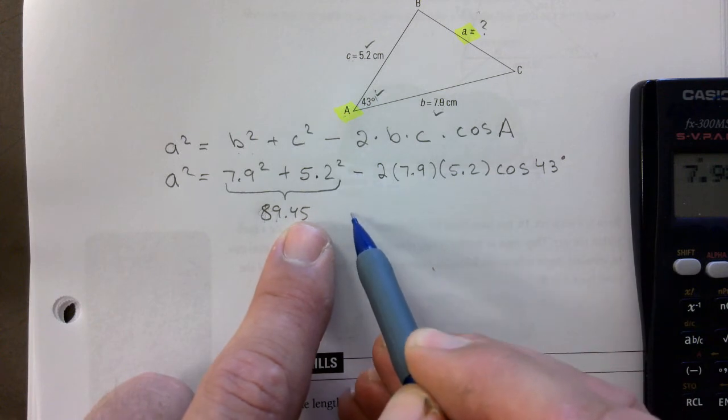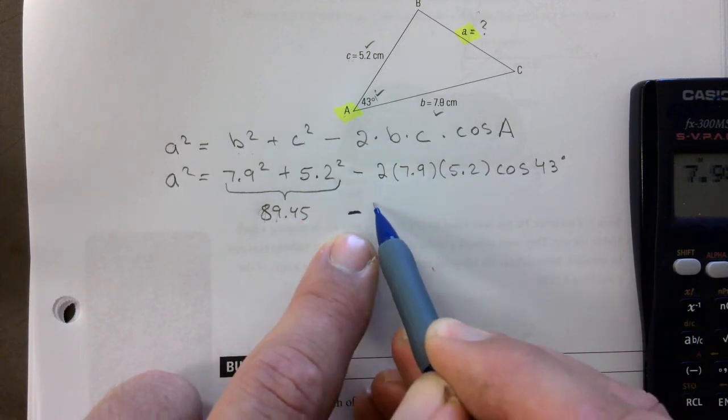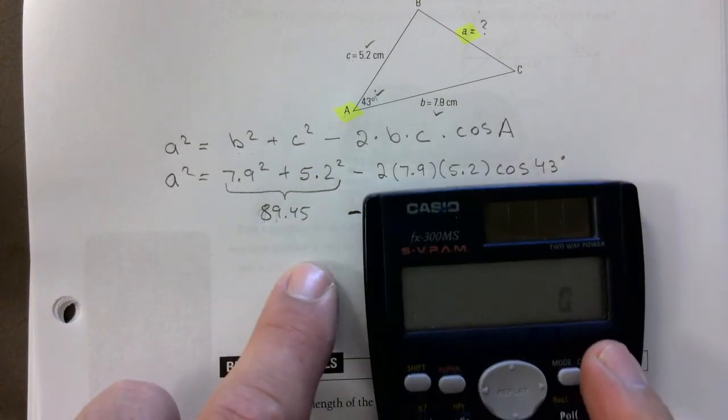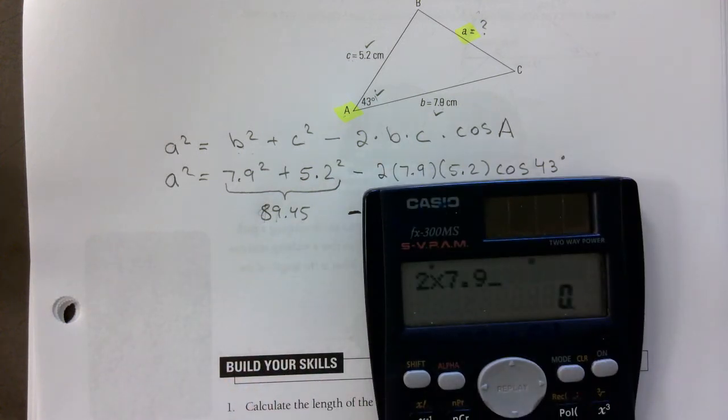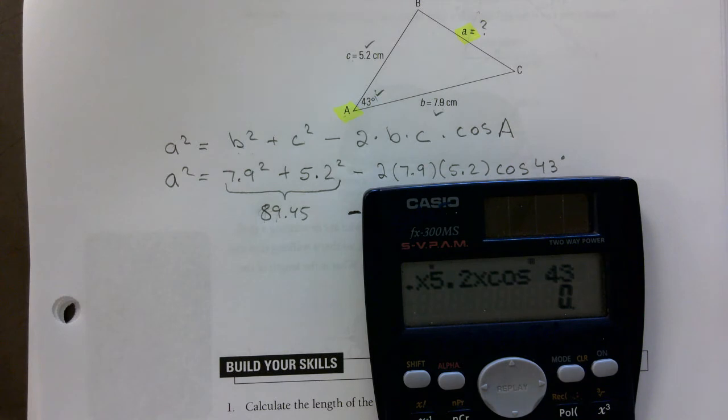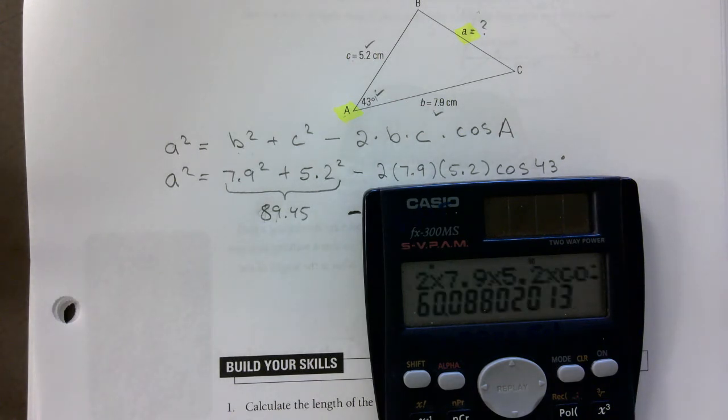Okay, let's now worry about this. So you bring this negative down, and we'll figure out what this is. 2 times 7.9 times 5.2 times cosine of 43. Okay, hold on. Some of you have calculators that are not showing you what to type in. You have to do this backwards. You have to go 43 cos times 5.2 times 7.9. You go backwards. If you have one of those calculators, you know who you are. If not, I can help you later on.